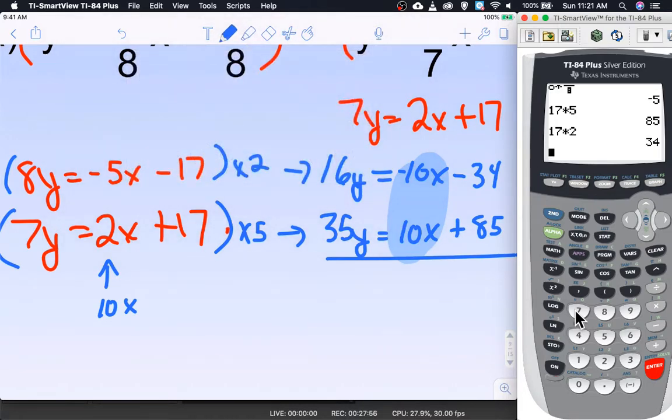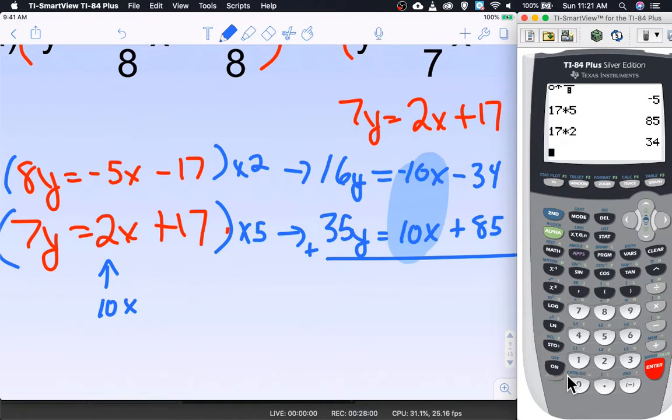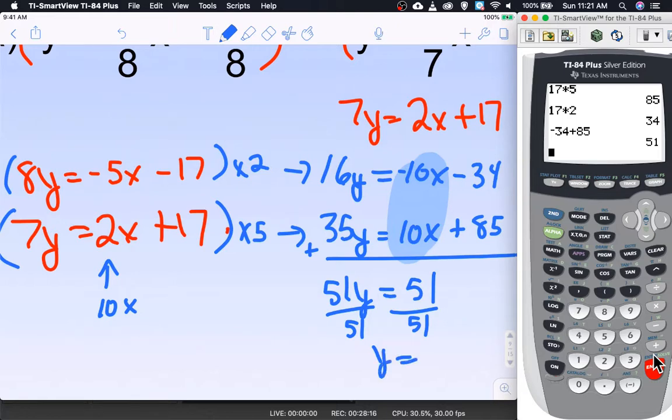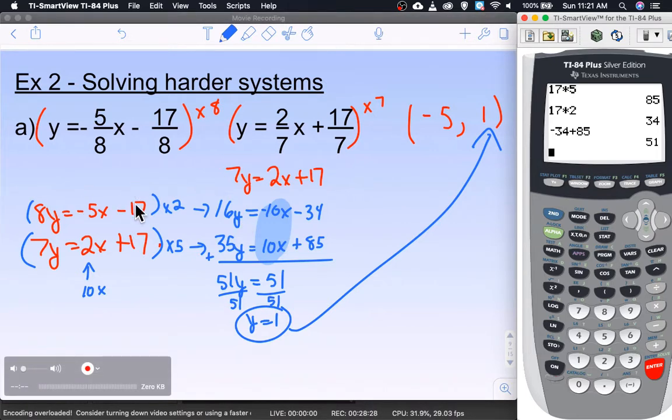And my y's give me, if I add my equations together now, 16 plus 35 is 51y equals negative 34 plus 85. I'm hoping it's 51. Divide by 51, divide by 51. y equals 1. Hey, that's the same thing we got before. Remember, we're doing this the other method now. So I got the same solution the calculator gave me using my elimination method.